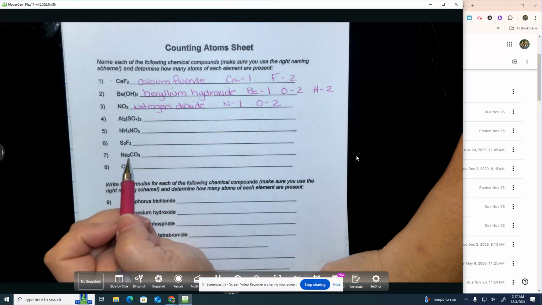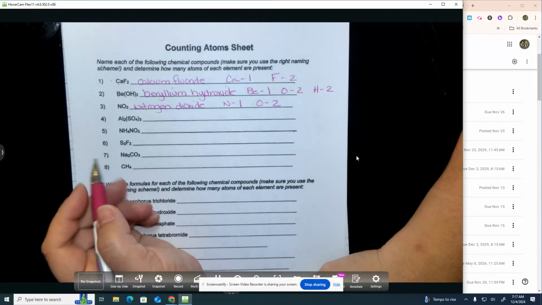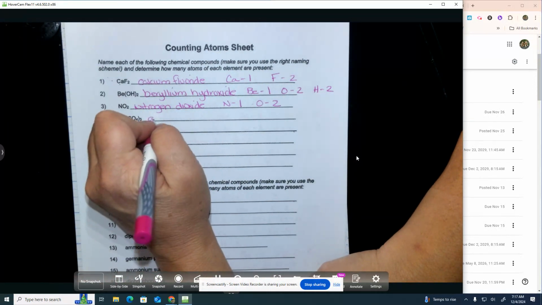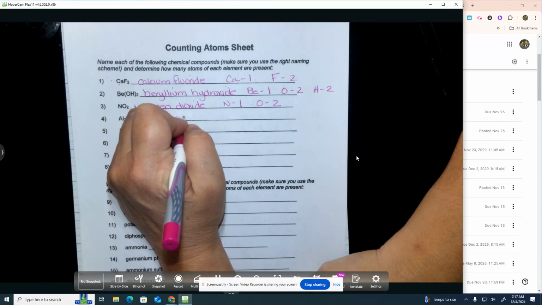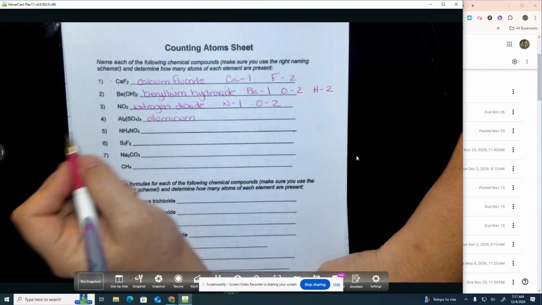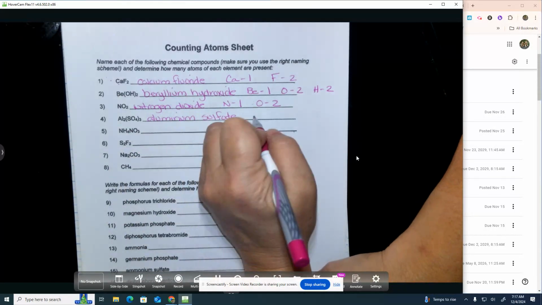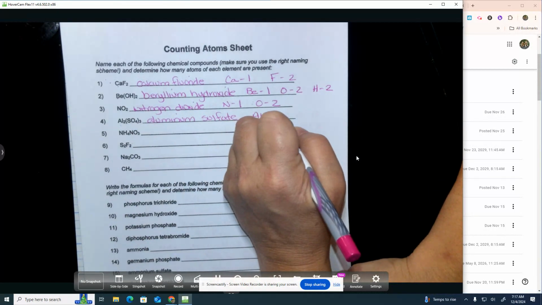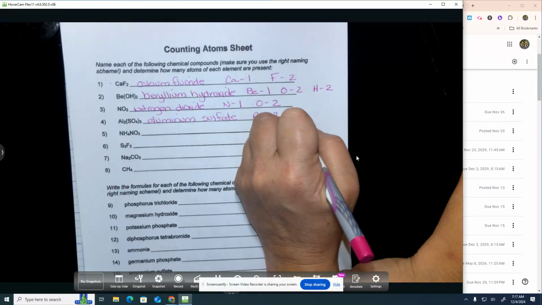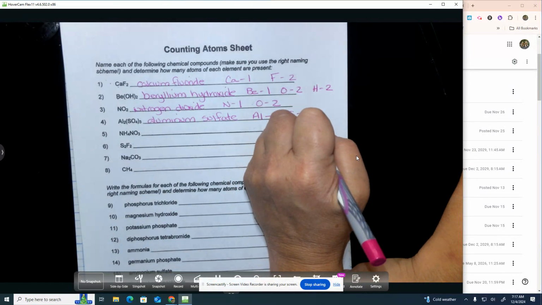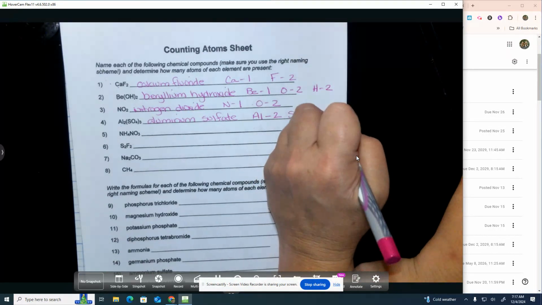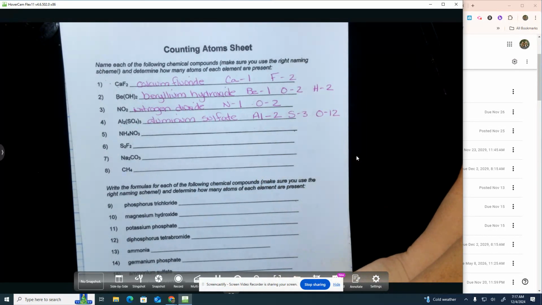Alright, Al2(SO4)3. Aluminum. Look at you on fire today. Aluminum what? Sulfate. Perfect. Sulfate. Okay, aluminums. We have how many? Two. Sulfur we have 3. Oxygen we have 12. Does everybody understand where those numbers came from?